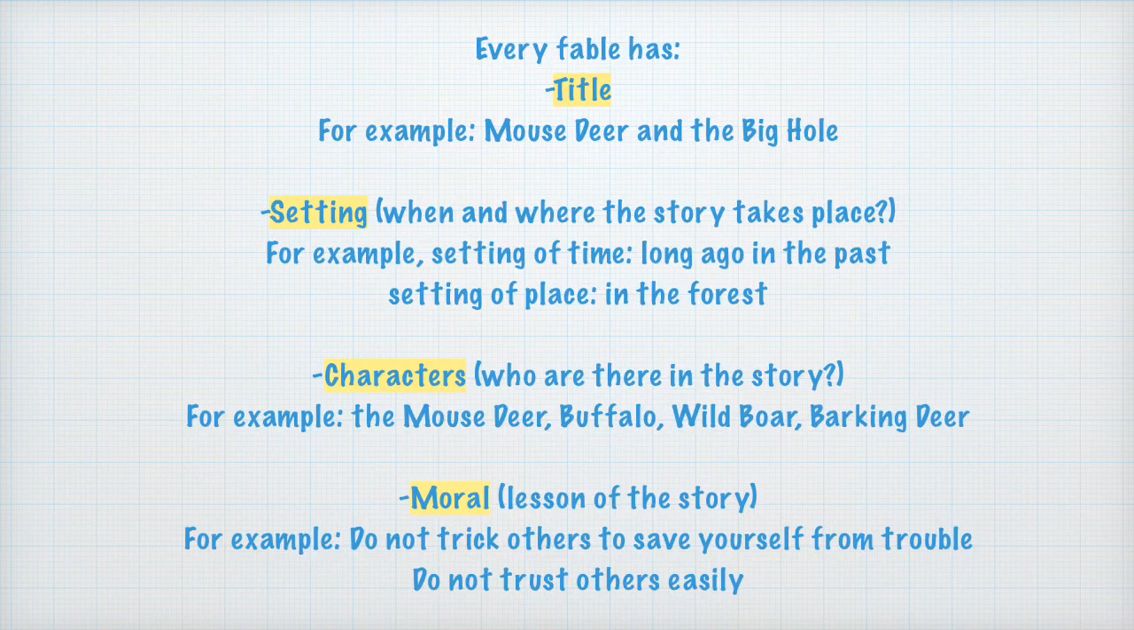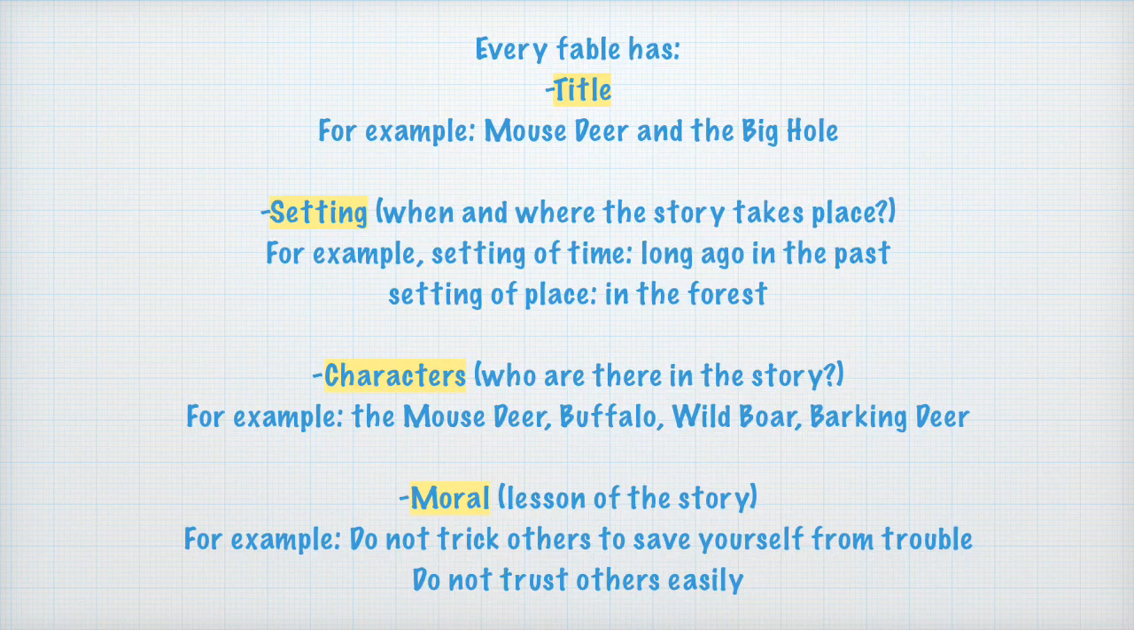A fable also has characters, who are there in the story. From the story Mouse, Deer and the Big Hole, the characters are the mouse deer, buffalo, wild boar, and barking deer. The next one is moral. Moral is the lesson of the story. For example, from the story of Mouse, Deer and the Big Hole: do not trick others to save yourself from trouble. Do not trust others easily.